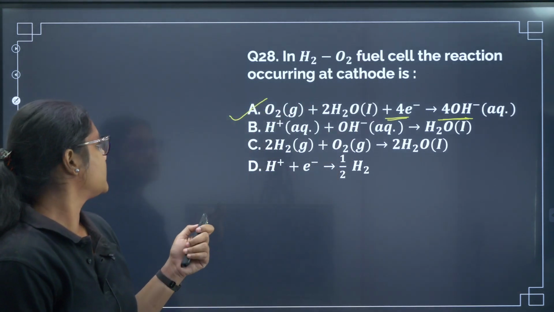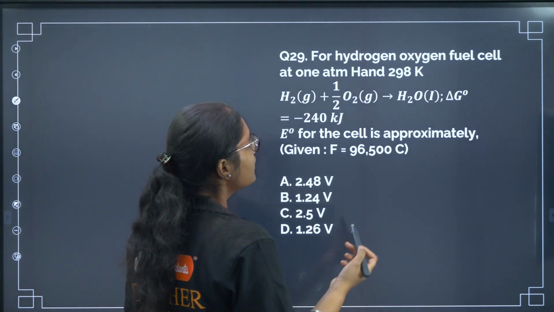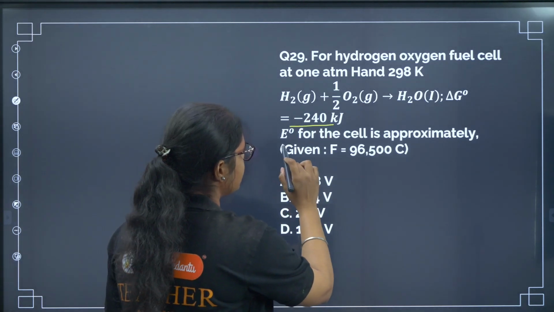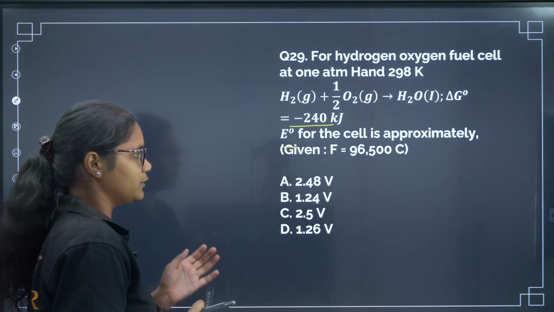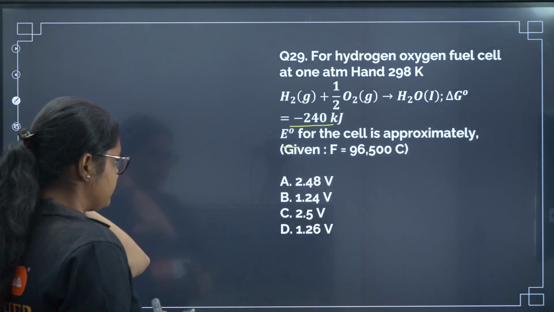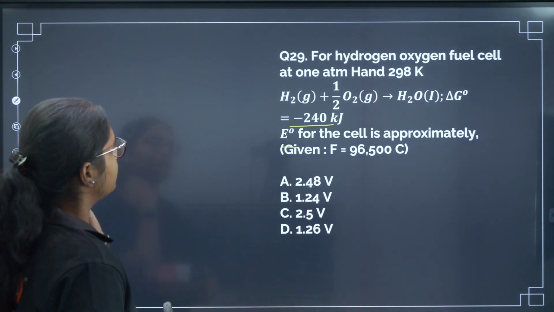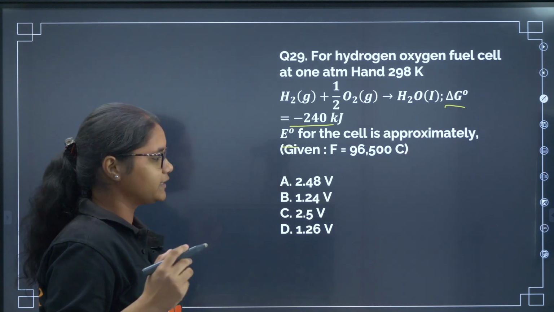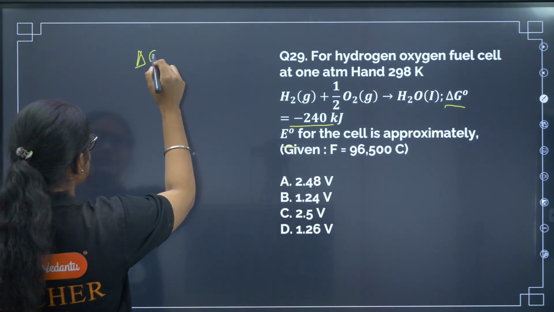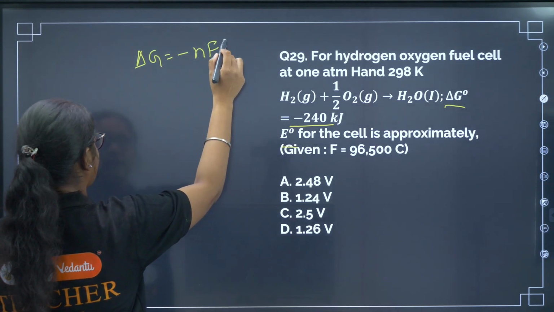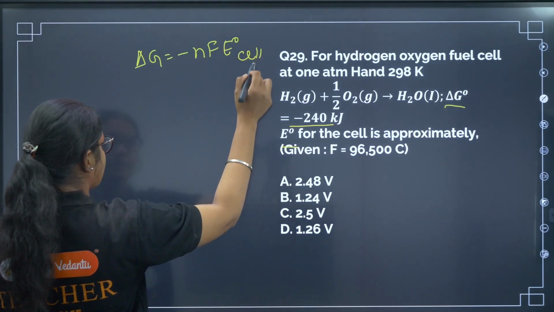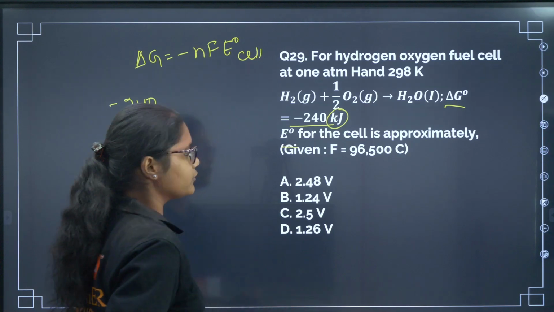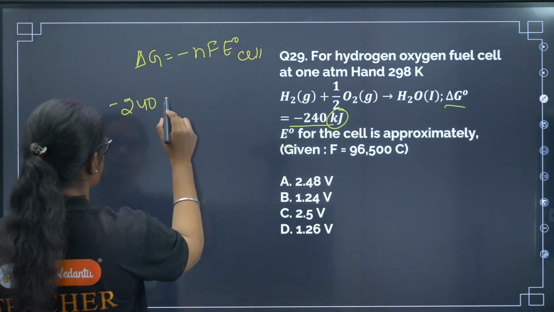Fine. Next. For a hydrogen fuel cell, at this pressure delta G is minus 240 kilojoule, E naught for the cell is approximately equal to? So you see here, delta G value is given. We have one relation, if you remember: delta G is equal to minus nF E naught of the cell. Now what is the value of delta G? Minus 240. Here you have to be careful about the units. The unit should be in terms of joules.